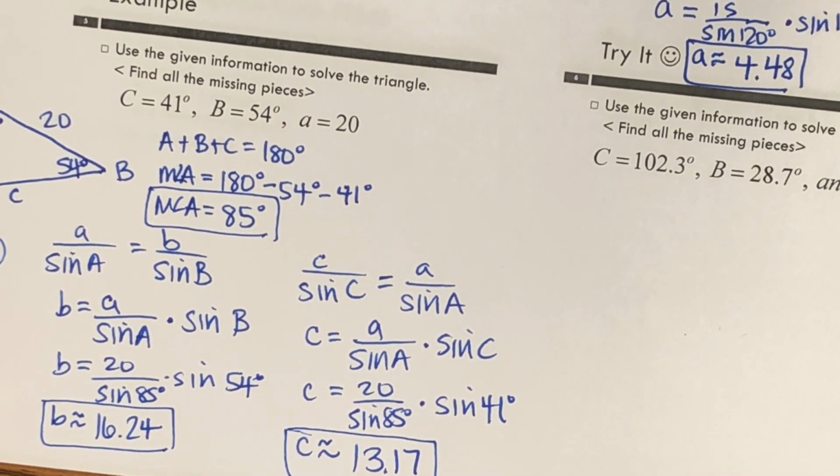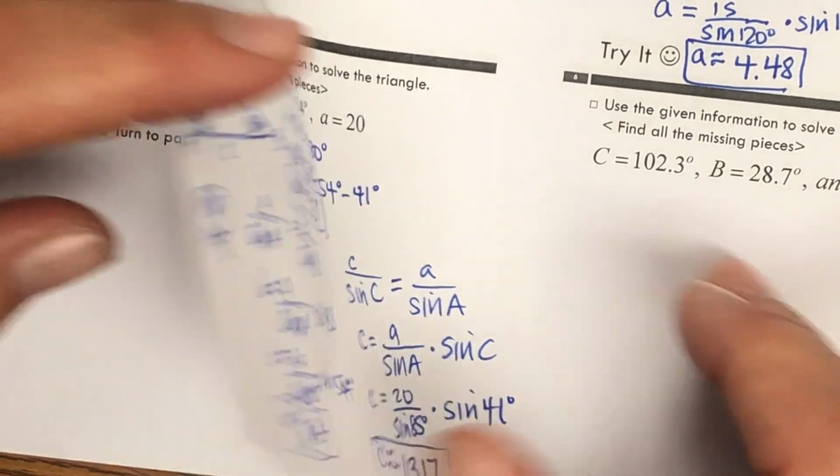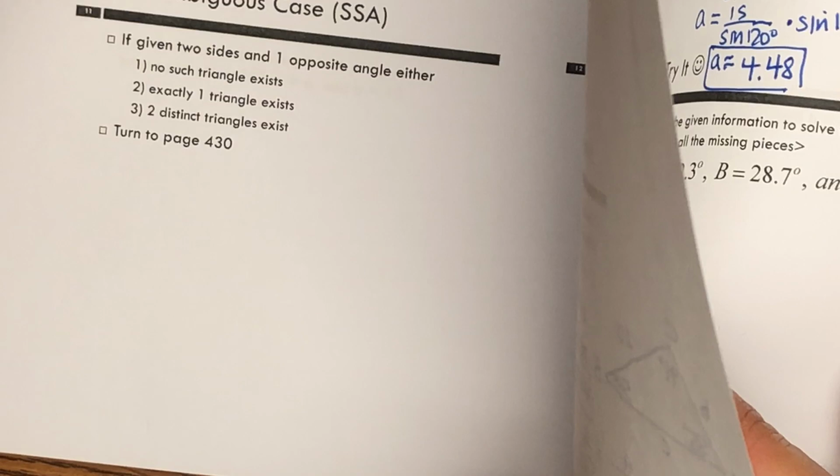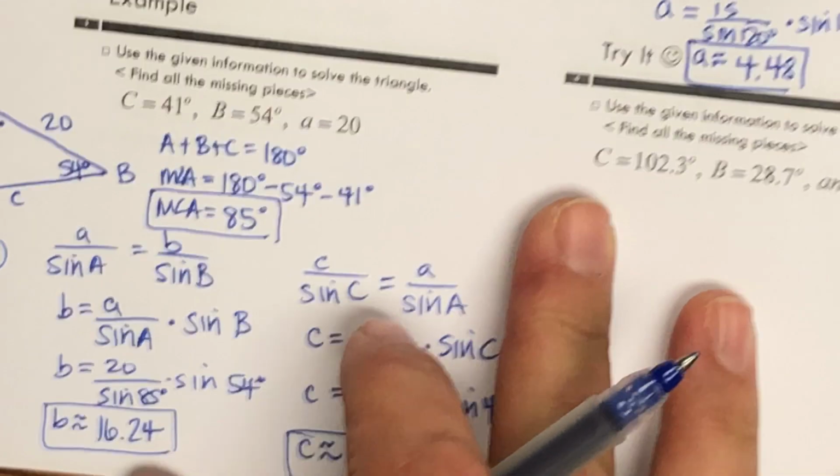Those sides feel pretty good to me based on the angle measures, small, medium, and large, and all that good stuff. Okay, friends. I think this might be our last example.